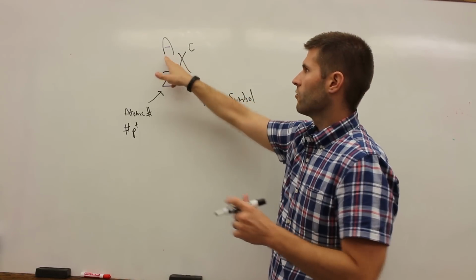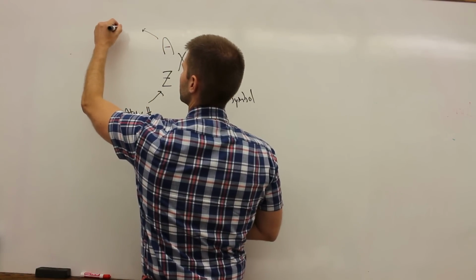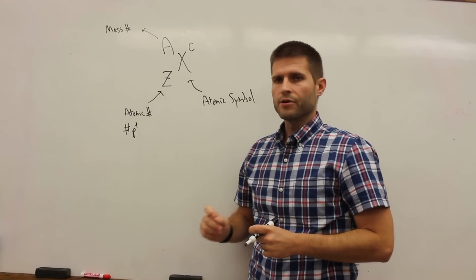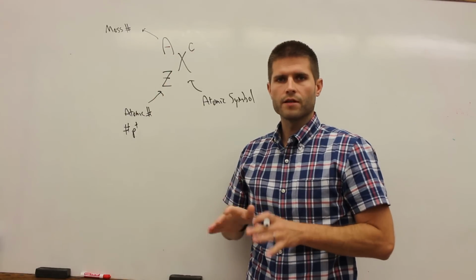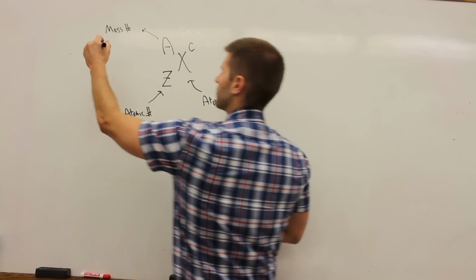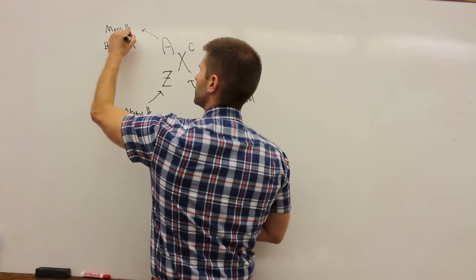In the upper left hand corner we have the letter A. This is the mass number, not to be confused with the atomic mass that's found on the periodic table. The mass number is not found on the periodic table directly. And so the mass number is actually the number of protons plus the number of neutrons.